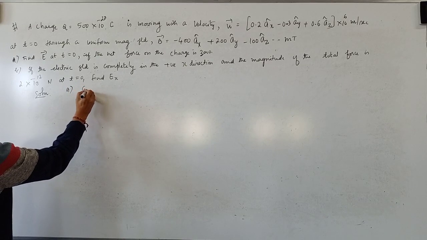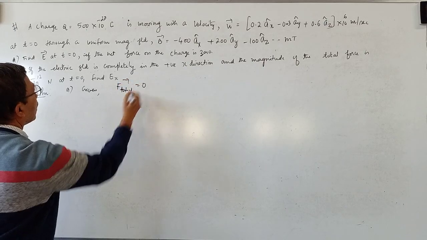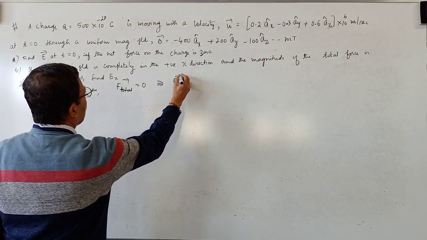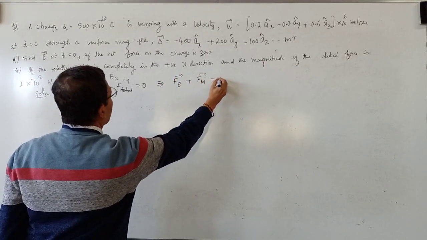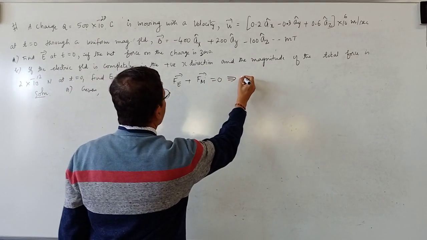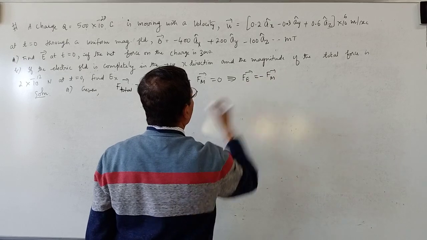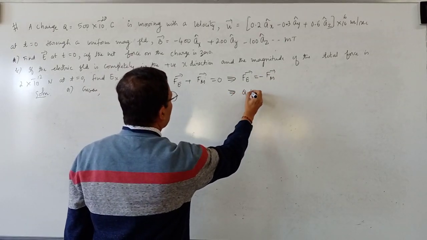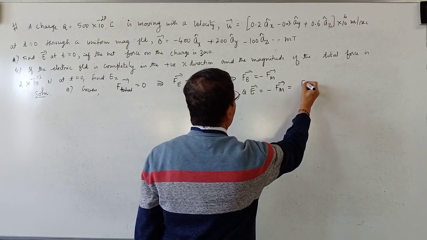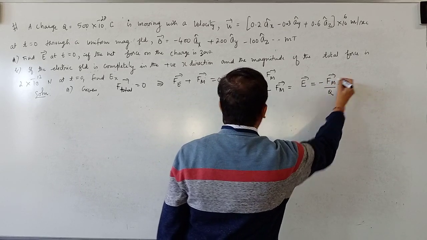Part A, given total force, vector F total equal to 0. Total net force is 0. Total force is made up of electrostatic force and magnetic force equal to 0. This implies vector Fe is equal to minus vector Fm. What is vector Fe? Q into vector E is equal to minus vector Fm. This implies vector E is equal to minus vector Fm divided by Q. This I call equation 1.